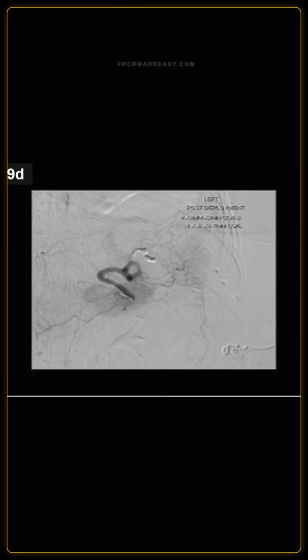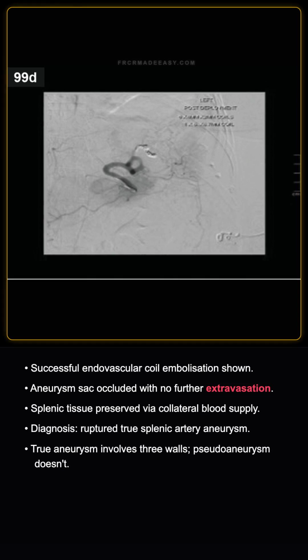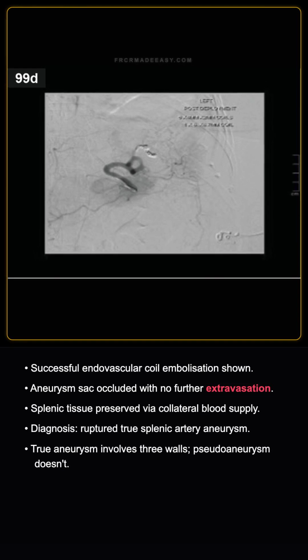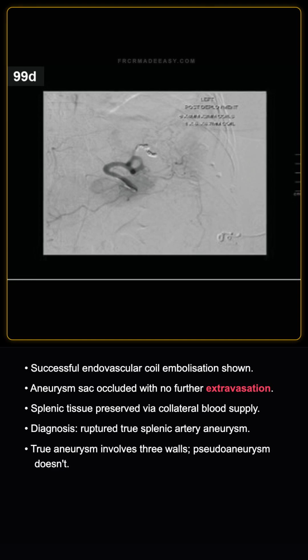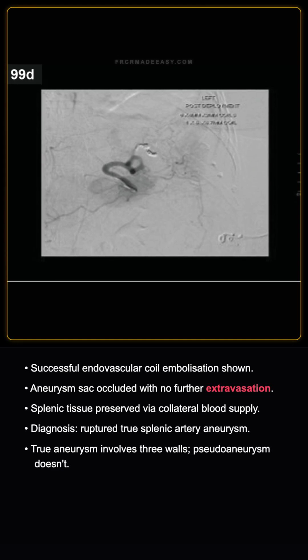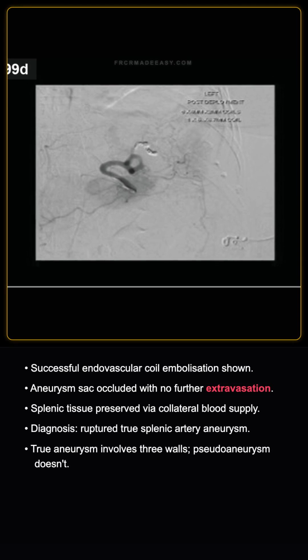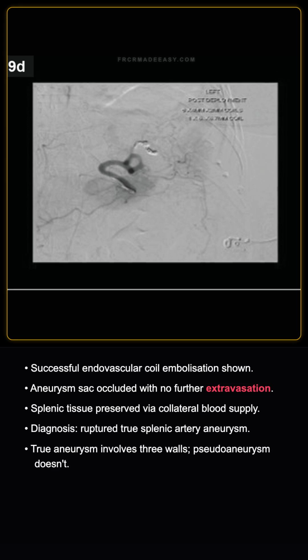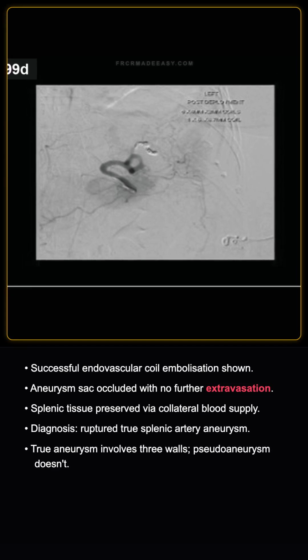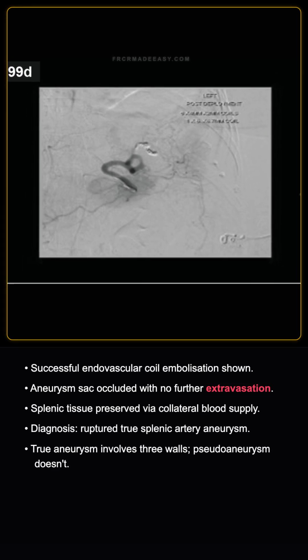I am showing you the final treatment image. Describe it, state the diagnosis, and discuss the vascular classification. The subsequent spot catheter angiogram demonstrates successful endovascular coil embolization of the splenic artery aneurysm. There is successful occlusion and exclusion of the aneurysmal sac with complete cessation of active extravasation. Crucially, contrast perfusion shows preservation of some splenic tissue via collateral circulation.